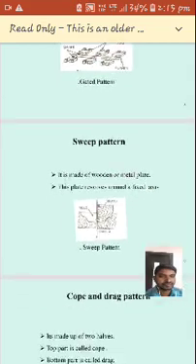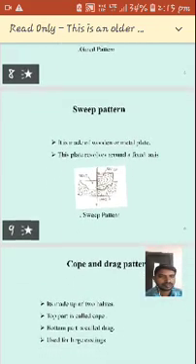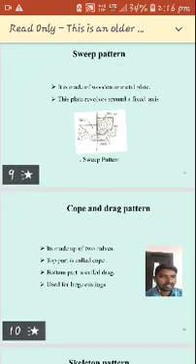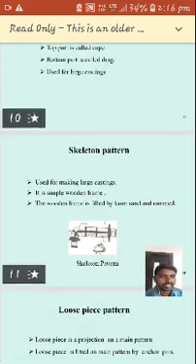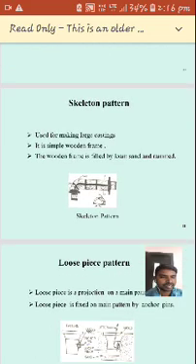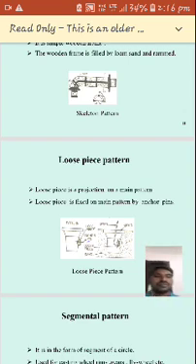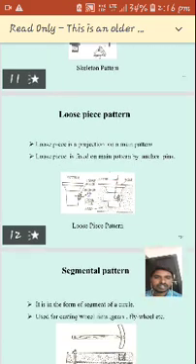And the next one is a sweep pattern. This plate revolves around a fixed axis. It is made of wood or metal plate. Next, skeleton pattern, which is for large size castings. And loose piece pattern. A loose piece is a projection on the main part, so when you need to get the projection inside the casting, we use a loose piece pattern.